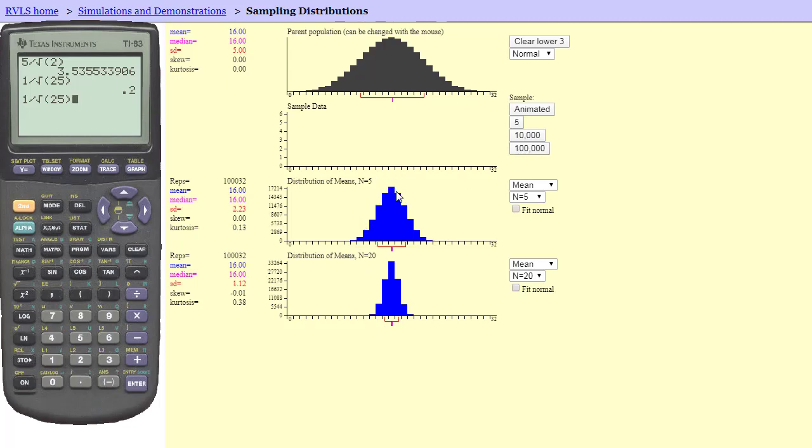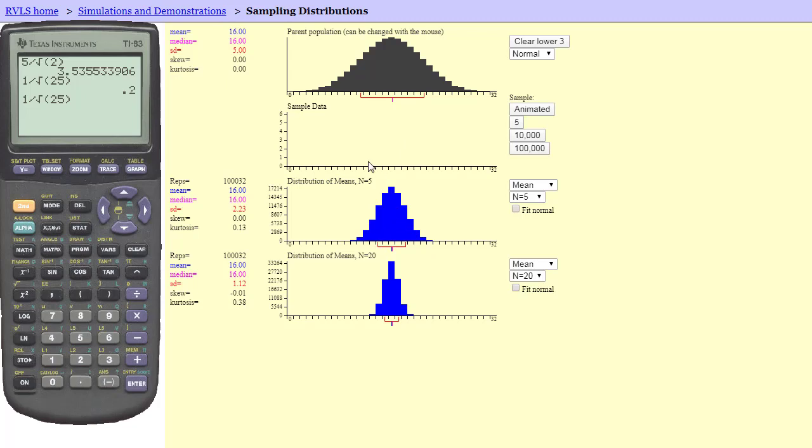So this is a normal distribution, and this distribution represents the average of all of the sample sizes, the mean of all of the sample sizes of 5. And you just keep doing that over and over again. And so the mean of sample sizes of 5 is 16, which is the same thing as the mean of the population. Okay? The standard deviation of this group of averages, these are the means of the samples.